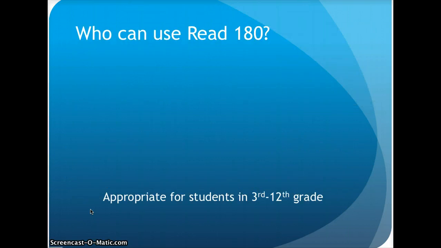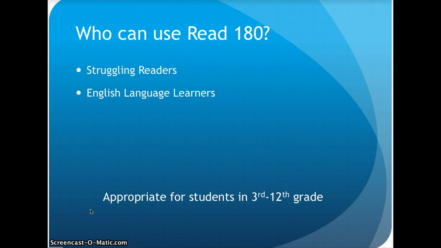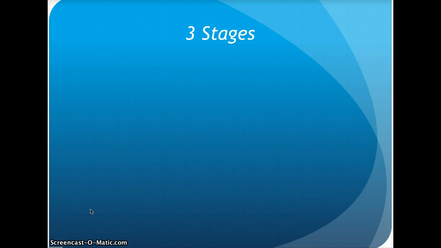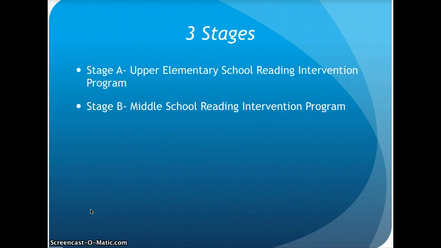Read 180 was originally designed for students with learning disabilities. However, it has proven effective in improving reading ability in all students. Additionally, special features in the program are especially helpful to students who are learning English as a second language, such as tools which translate content into their native language. There are 3 stages which attempt to align with students' maturity level and meet Common Core state standards for each grade.